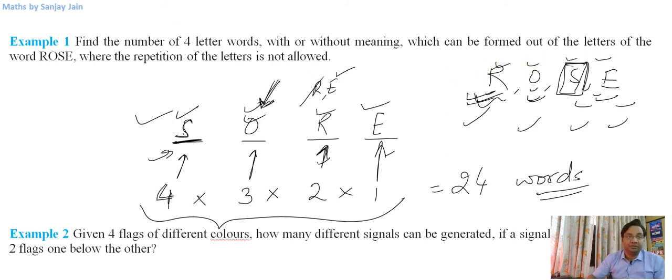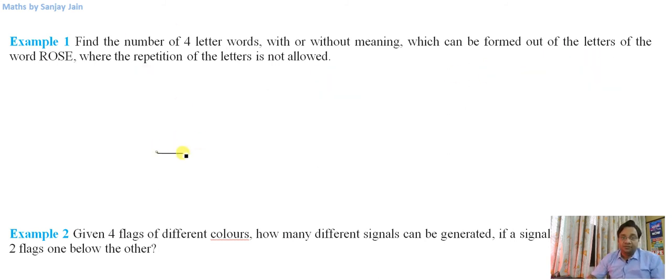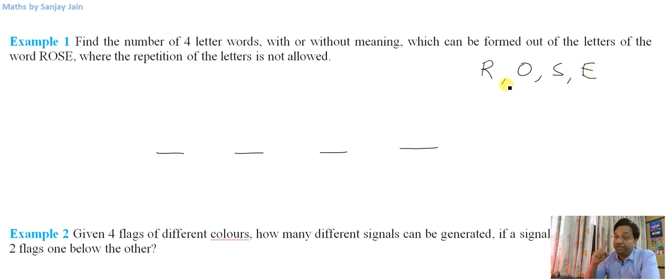Okay, let me do it once more. You have 4 places to fill, and you have got these letters to fill these places with. Now you cannot repeat a letter. Okay, now you start with any of the places. Let us say I start with this place here. Now how many options do I have to fill this place with? 1 2 3 4. Okay, now let us say I fill this place with R.